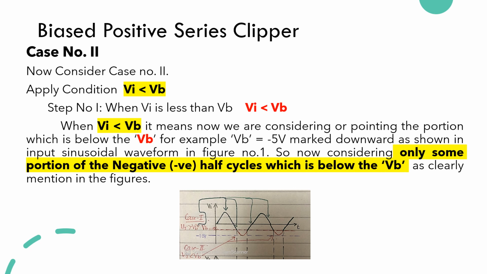Now this is case number 2, and we are going to apply the condition Vi is less than Vb. When Vi is less than Vb, it means we are now considering the portion which is below the Vb. For example, Vb is equal to minus 5 volts, marked downward as shown in the input sinusoidal waveform in figure number 1. So now we consider only some portion of the negative half cycles which is below the Vb, as clearly mentioned in the figure below.